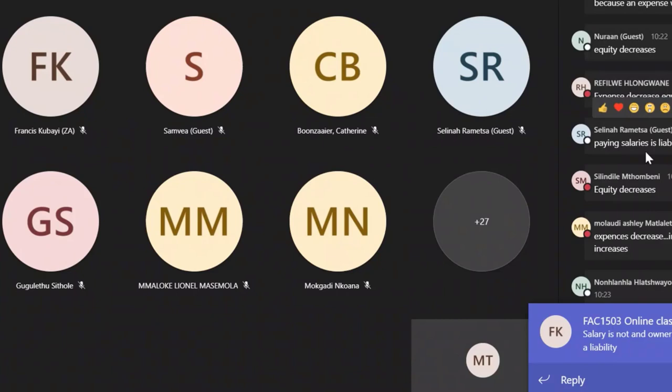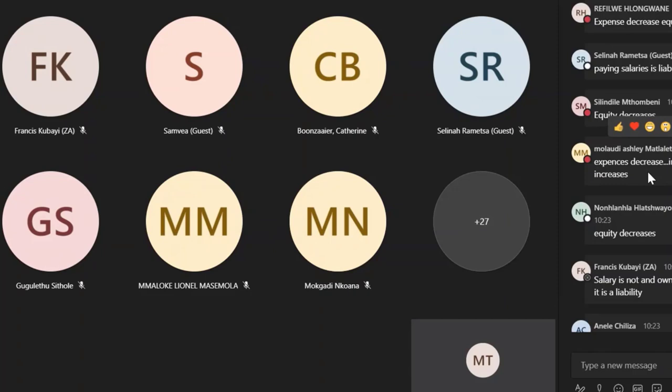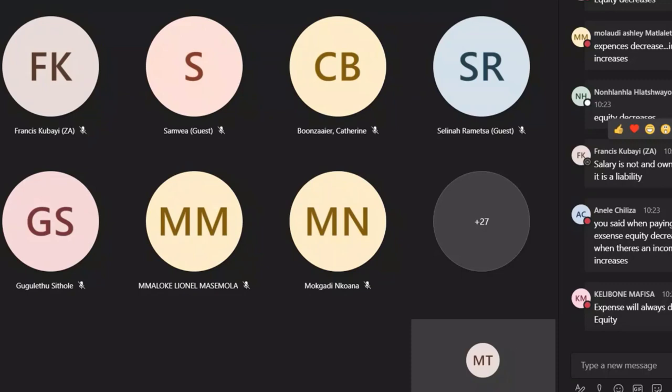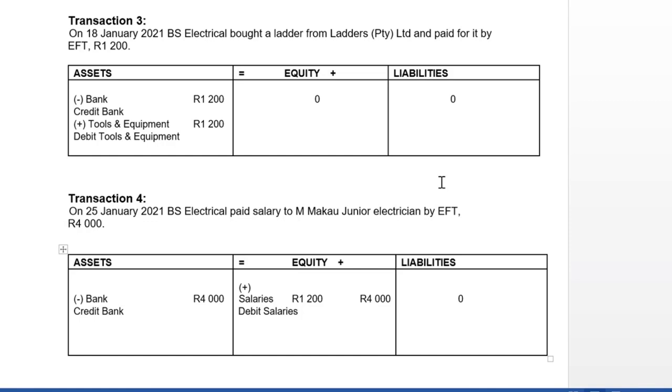Selina, paying salaries is not a liability. Salaries is an expense of a company. Salary is an expense. Yes, guys, expense decreases equity, yes. Salary is not a liability. Salary is an expense of the company. Yes, Anele, guys, you are listening. Well done. Expense, yes. So guys, what should this transaction number four be? As we all clearly agree, this is incorrect.